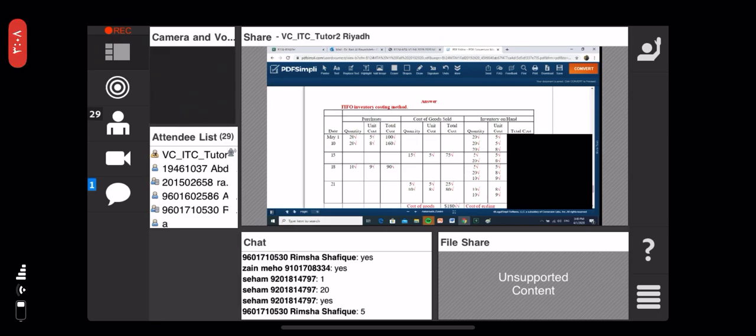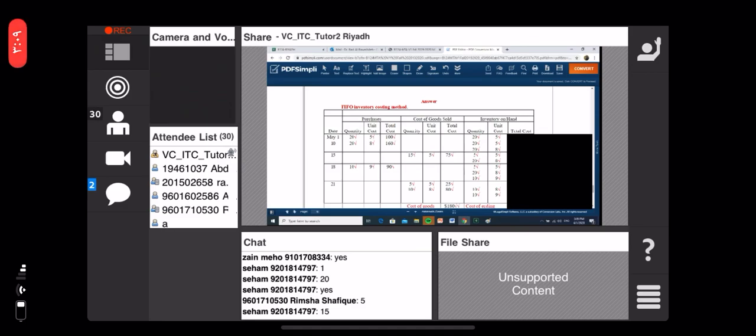We will go to the last transaction on 21st May. How many units were sold on the 21st? Sold 15 units.